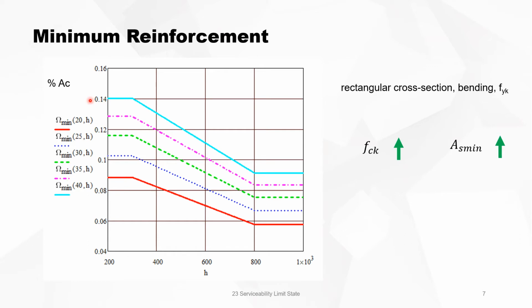So this means that on site, when the reinforcement is already there and you are going to pour the concrete, then don't pour concrete which is stronger than the required concrete. If you do that, the minimum reinforcement will not be sufficient. So take care of that. When the total depth of the beam increases, then the minimum reinforcement decreases.